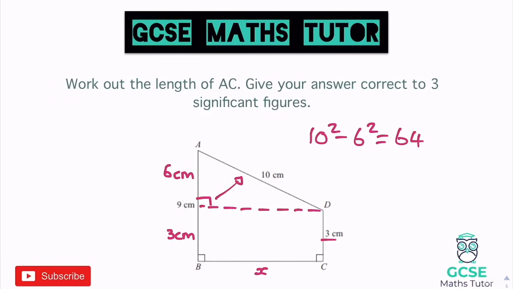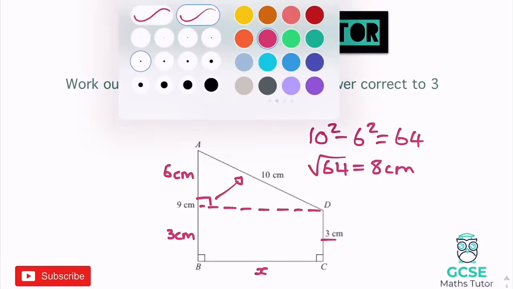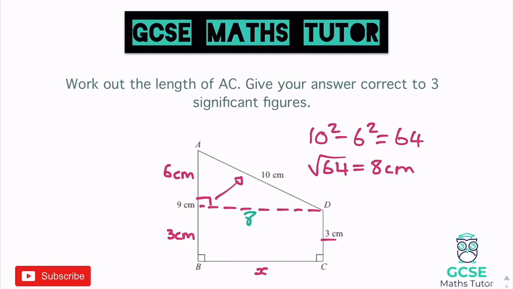Okay, so that's quite a nice one because we can square root that without a calculator, and the square root of 64 is 8 centimetres. There we go. So this length here, and let's do that in a different colour, is now 8 centimetres. And that is the same as the x down the bottom, 8 centimetres as well. So now we've got that.